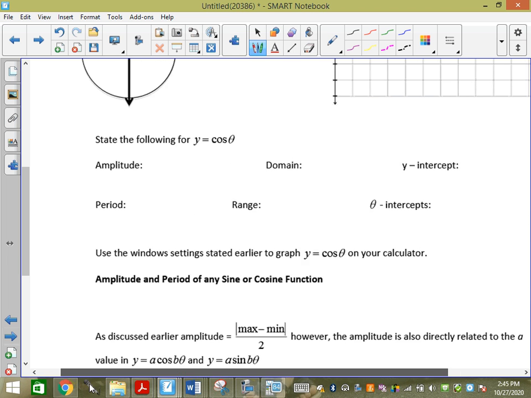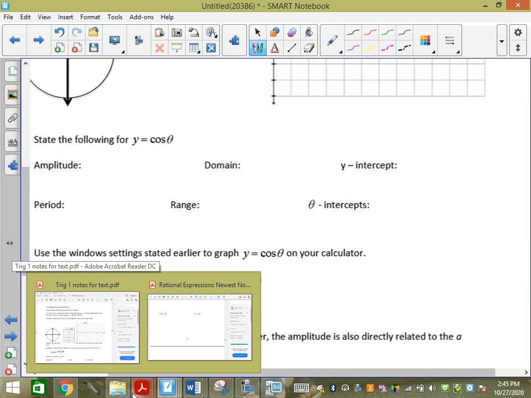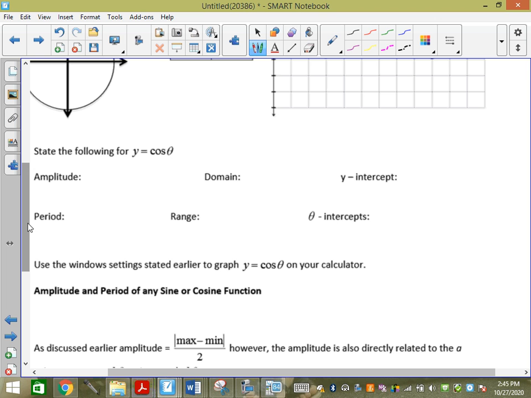What's the amplitude of a cos graph? 1. It doesn't change, right? The amplitude of a cos graph would be 1. What's the domain of a cos graph? X is an element of the reals because it keeps going on forever. What's the only thing that's going to change between a cos and a sine graph? The y-intercept and the x-intercept.